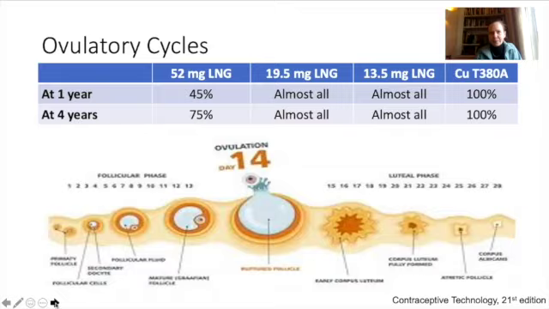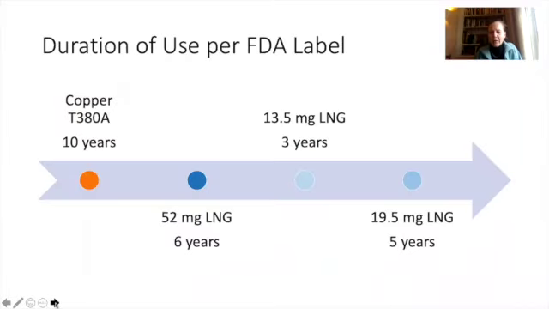Next slide. When we look at how long these reservoirs are thought to last, they are labeled per the US FDA for the copper IUD for 10 years of use. The 52 milligram levonorgestrel IUDs have recently updated their labeling, say they're now good for 6 years, which makes sense since the 19.5 milligram says it's good for 5 years, and those who can do some version of extrapolation would think that if you can get 5 years out of 19.5, you probably can get at least 6 years out of 52 milligrams. The 13.5 milligram levonorgestrel IUD is only approved for 3 years of use.